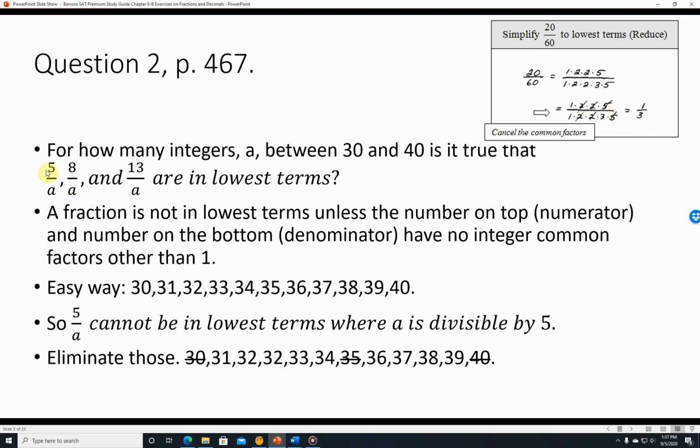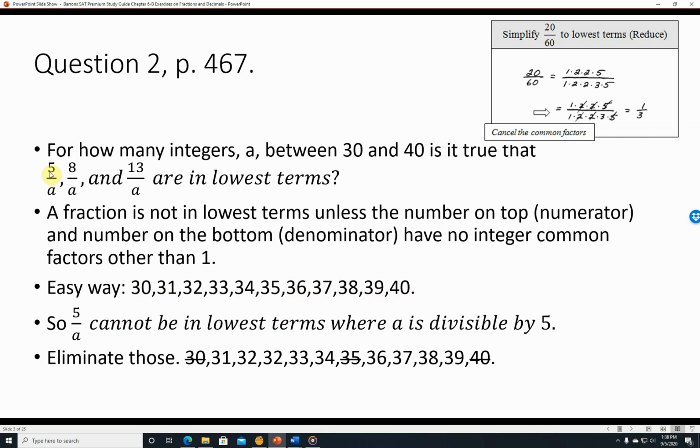So here we have 5 over A, 8 over A, and 13 over A. Well, first of all, fractions are not in lowest terms unless the number on the top, the numerator, and the number on the bottom, the denominator, have no integer common factors other than 1. So an easy way to do it is just list all the numbers between 30 and 40: 30, 31, and so on.